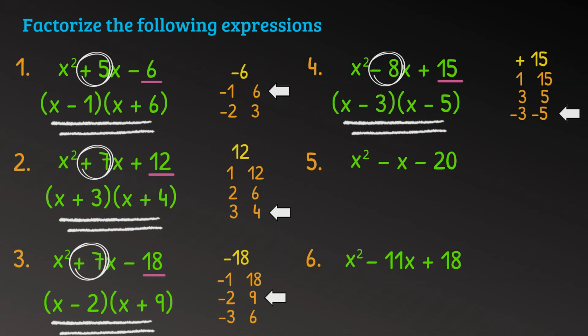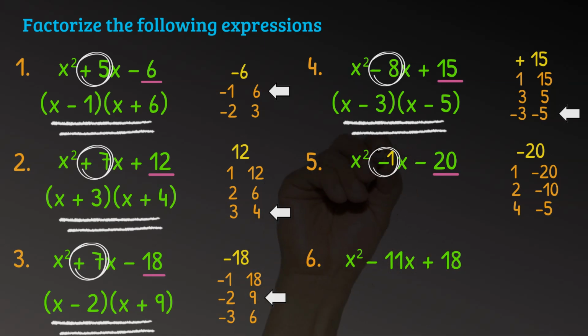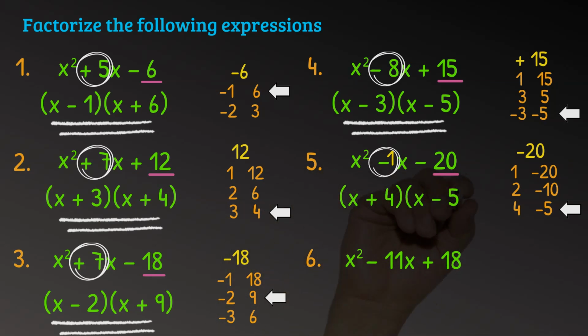In number 5, we need two numbers to multiply together to give us -20, and they include 1 times -20, 2 times -10, and 4 times -5. Now, as you can see, it doesn't look like there's a coefficient in front of x, so it'll have to be a 1. So we need the two numbers to add up to give us -1. And if we look down our list of numbers, 4 plus -5 will give us -1. So our answer is x plus 4 times x minus 5.